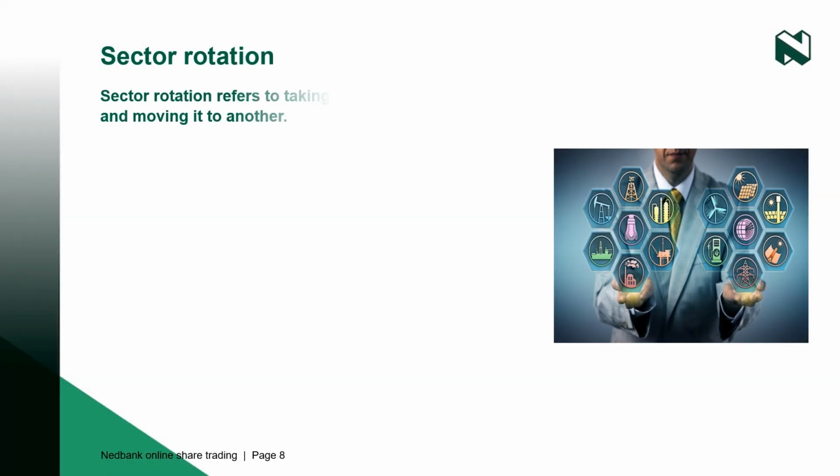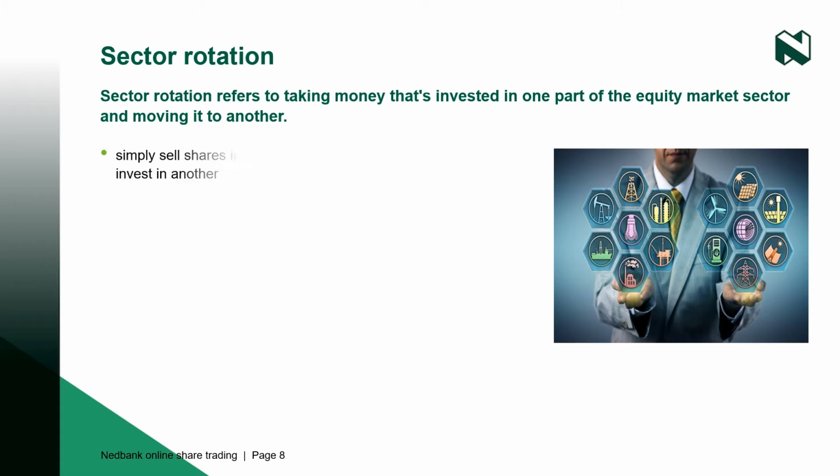Sector rotation refers to taking money that's invested in one part of the equity market sector and moving it to another. To do this, you simply sell shares in one sector and then use those proceeds to invest into another. This may allow you to capitalize on a change in economic conditions and earn higher returns. Because it involves hands-on management of your trading account, sector rotation is a type of active trading strategy.